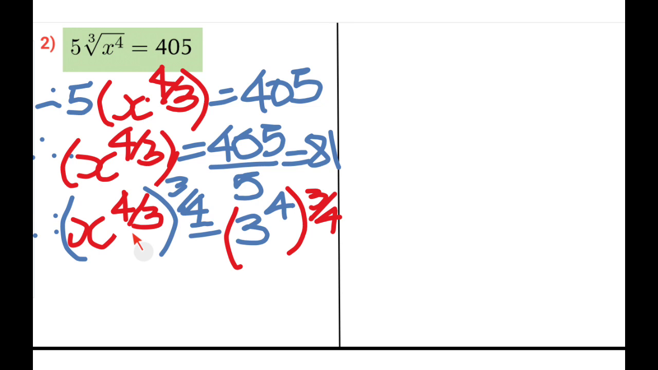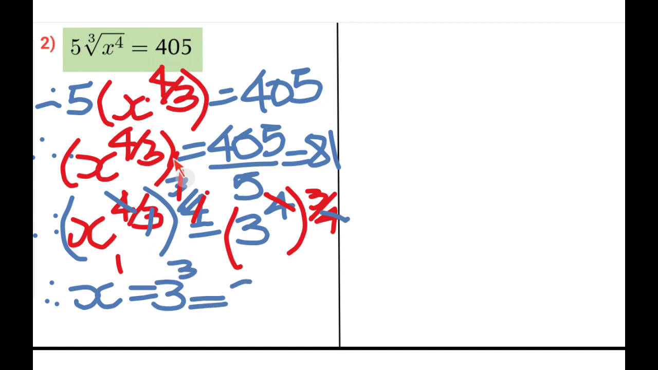Now on the left hand side, the 3's cancel. The 3 cancels with this 3, and the 4 cancels with this 4. They all cancel and you're left with x to the power of 1, which is x. Now that is equal to, on the right hand side, the 4's cancel and you're left with 3 to the power of 3, which is equals to 27. Therefore, x equals to 27.